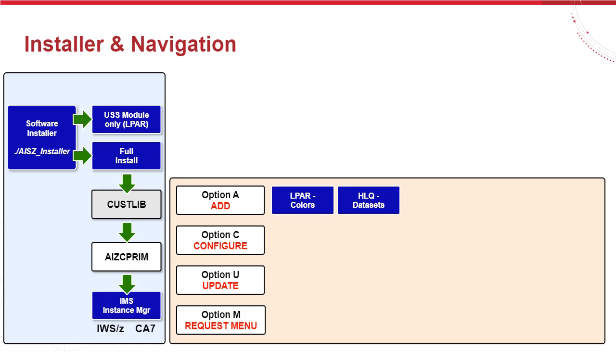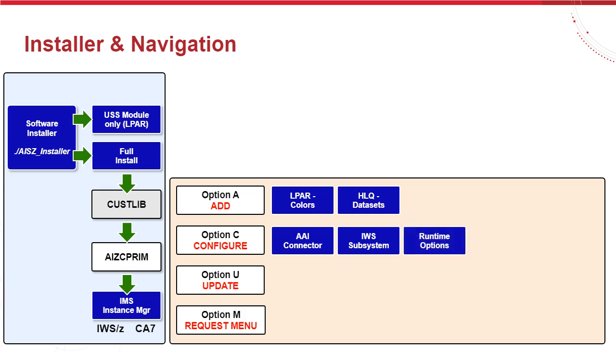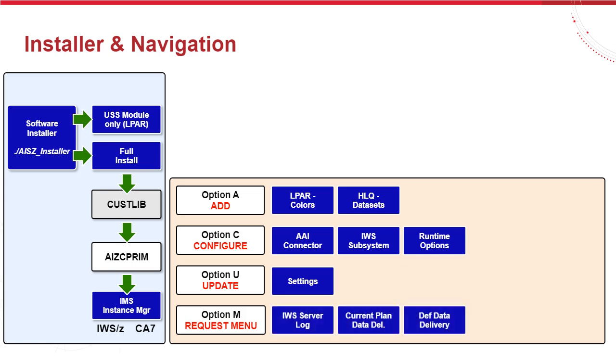Configuring means entering the AAI connector host settings, which we deliver data to, the IWSz subsystem we acquire data from, and the software itself. We use the Update menu to make alterations to the configuration: change HLQs, rename the way the LPAR appears in our interfaces, and regenerate JCLs in the event we change the HLQ. Finally, we use the instance request menu to access the software log, trigger a manual delivery of the definition and event data, and generate the ERTA online report data.